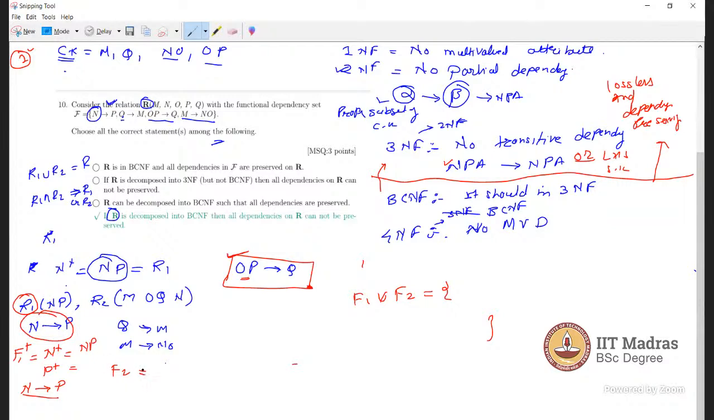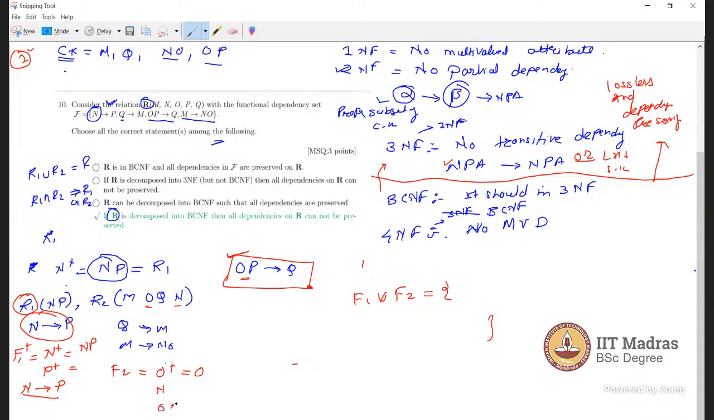Now in the case of F2, we need to take the closure of M and Q. We already know that it is a candidate key, so it will give us all the attributes. The rest are O and N. Now let us take the closure of O. Are we getting anything? No. Then N.